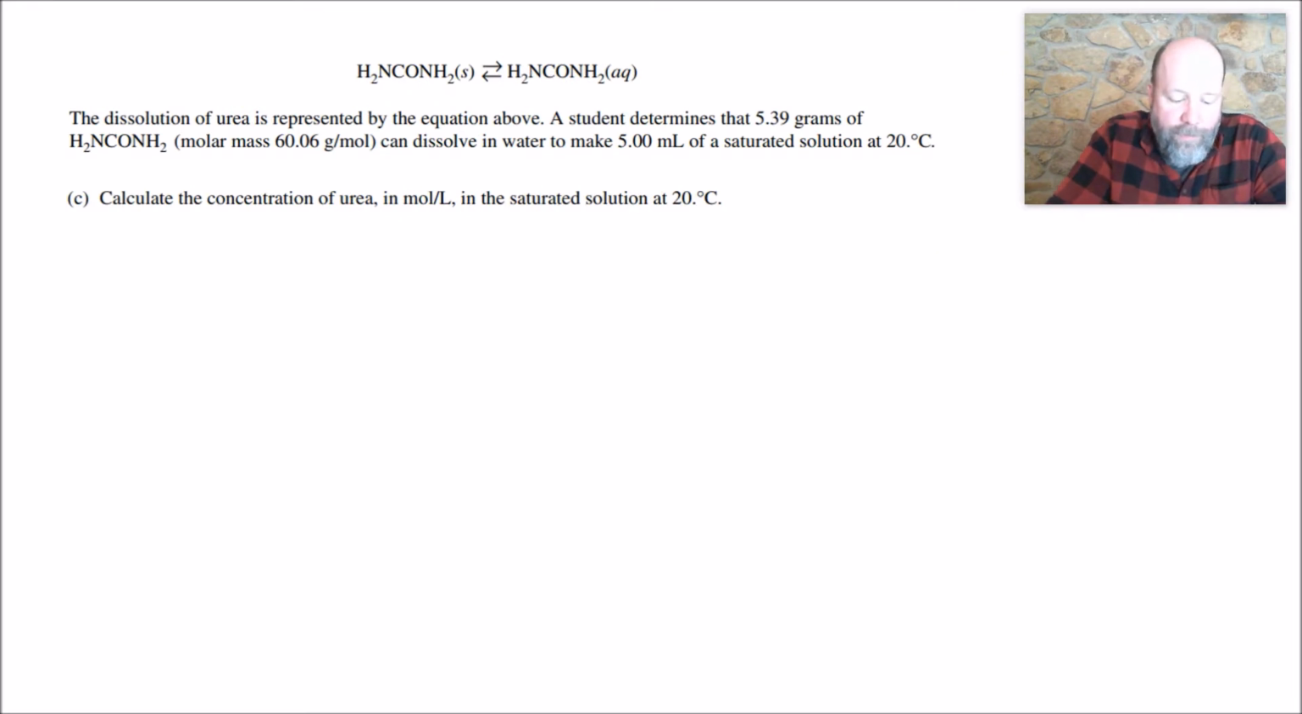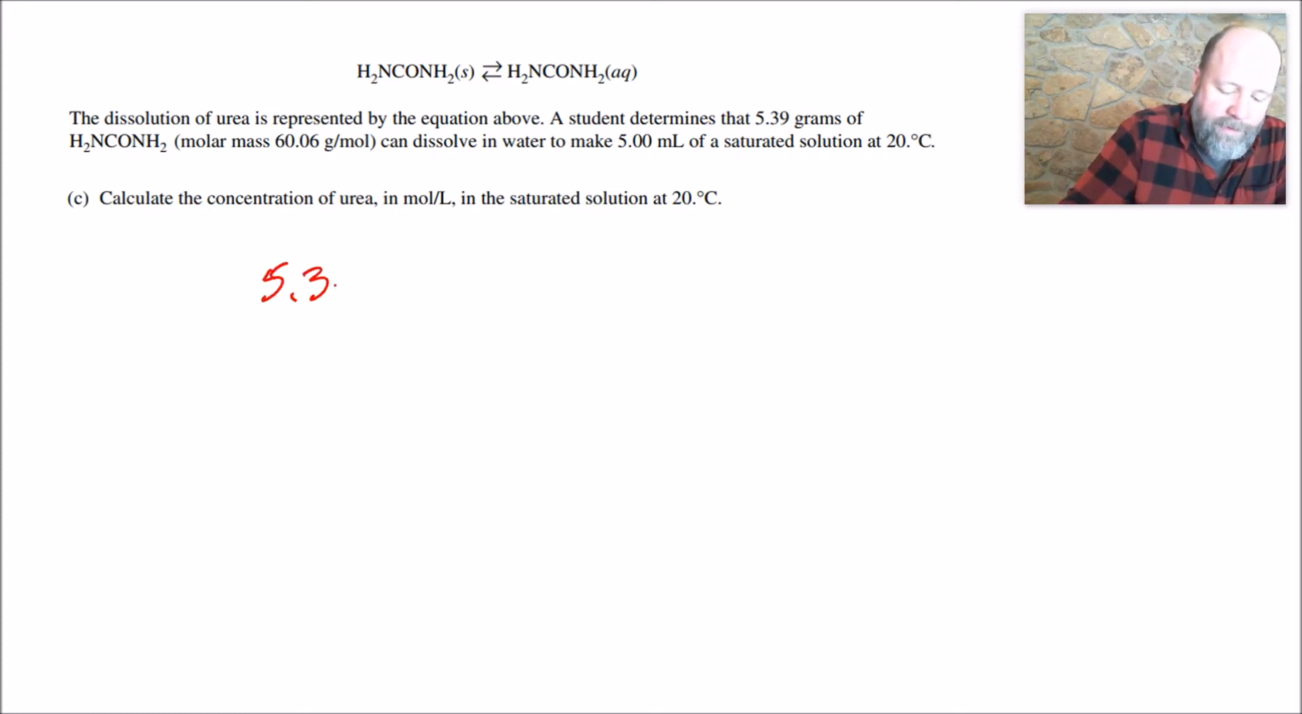The dissolution of urea is represented by the equation above. So it doesn't look like any dissociation happens. It stays a single particle, but it goes from a crystal to in solution to aqueous. The student determines that 5.3 grams can dissolve in water to make 5 milliliters of a saturated solution. All we have to do is calculate the concentration of urea in moles per liter, that's molarity, in this saturated solution. So I can get 5.39 grams, and I need that in moles.